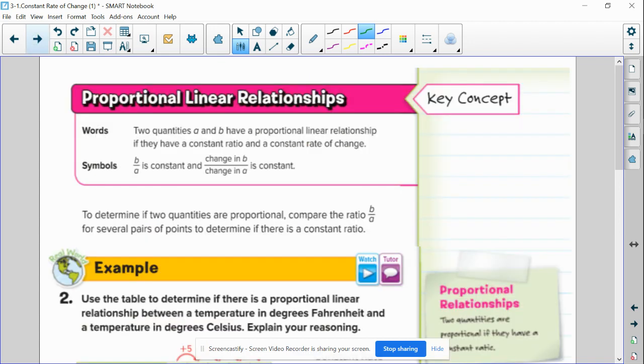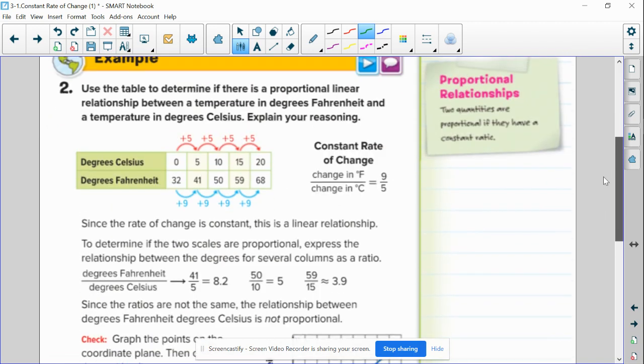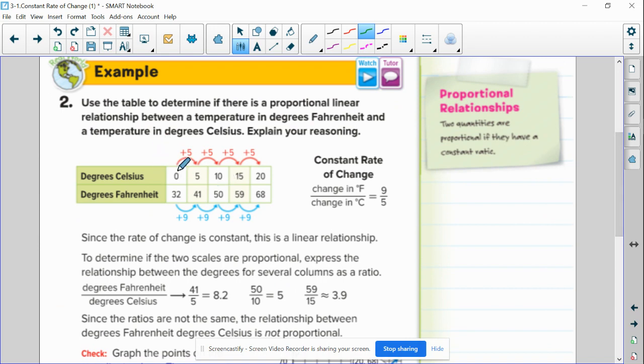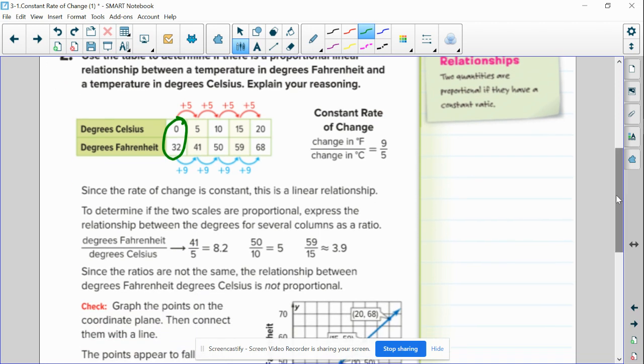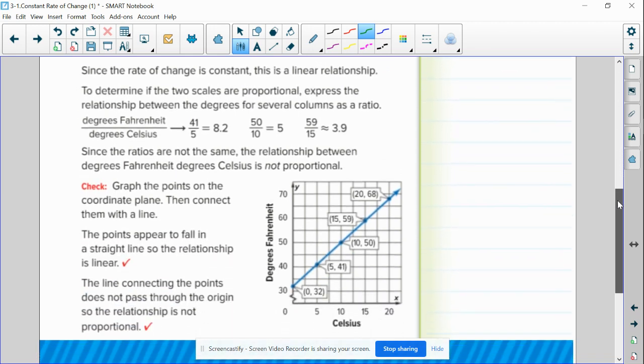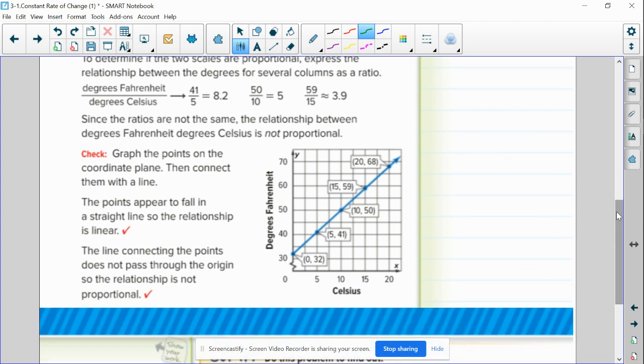All right, the next page is talking about what's proportional and linear. Remember back in 7th grade, to be proportional, you had to go through the origin and you had to be a straight line. Well, linear is kind of the same thing. You have to be a straight line, but you don't have to go through the origin. So that's what we're looking for today. The first example, we have a table, but notice it does not go through the origin. So that tells us it's not proportional, but we have a constant rate of change. Our CROC is 9/5. So it is a linear relationship, but it is not proportional. It can be linear, but that doesn't mean it's going to be proportional.